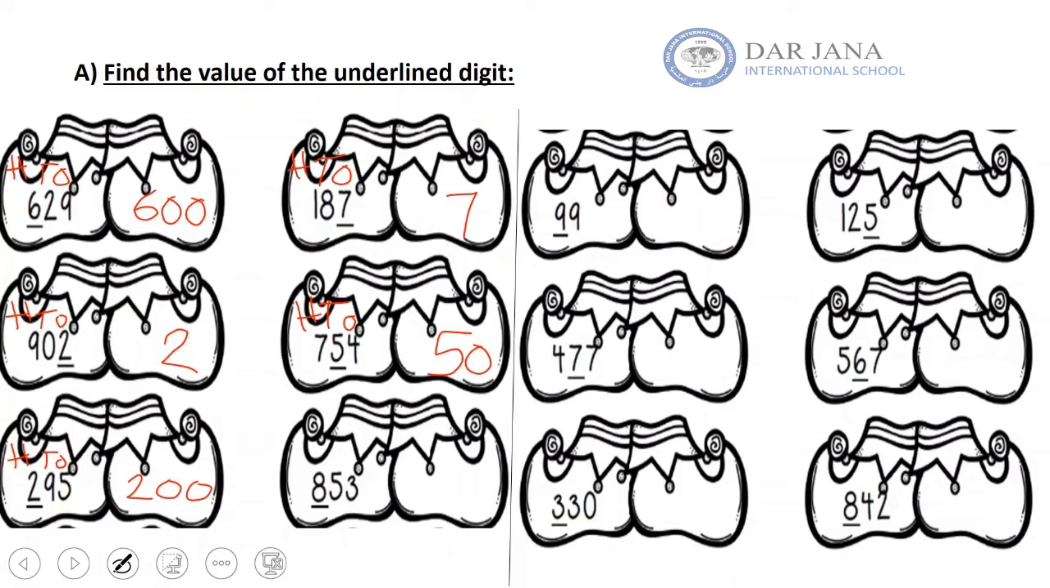853. 8 is under the family of the, let's guess, yes, of the hundreds. So what's the value of the 8? How do you read it? You read it this way, 853. So the value of the 8 here is 800.